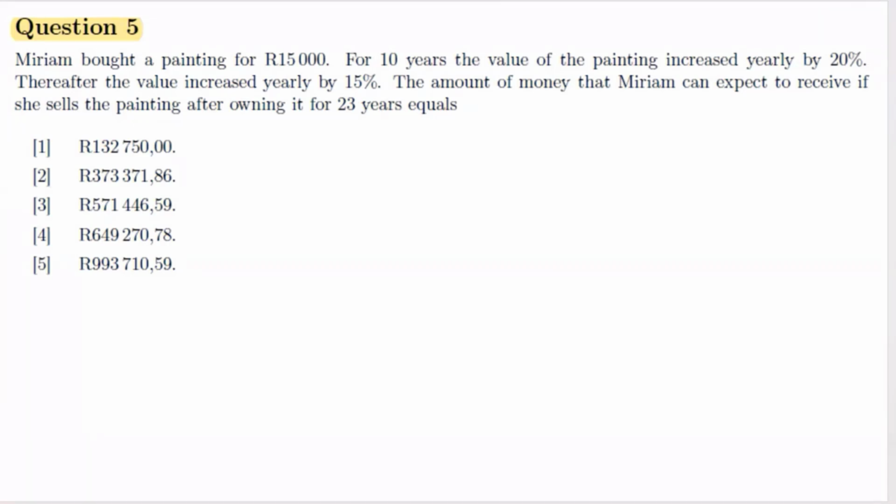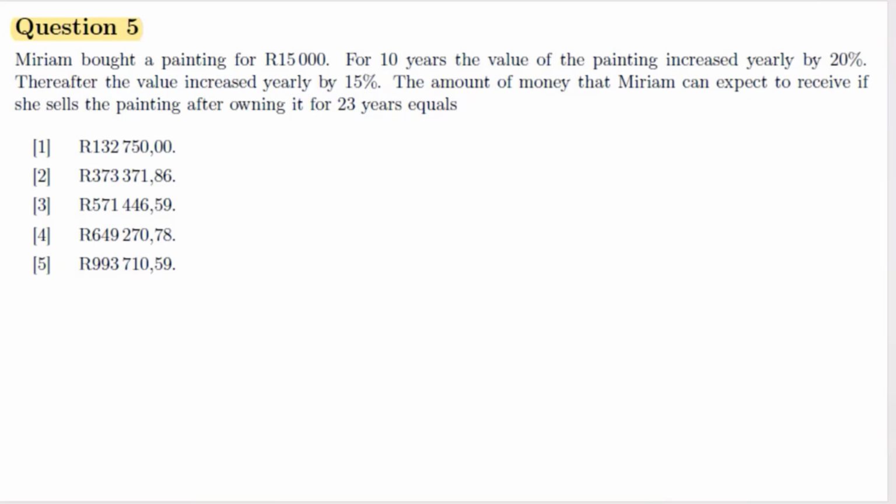Okay, so here you've got Miriam buying a painting for 15,000. She's buying it when? Now. Okay, so for 10 years, the value of the painting increased yearly by 20%. Thereafter, the value increased yearly by 15%. The amount of money that Miriam can expect to receive if she sells the painting after owning it for 23 years equal to. So here we are looking for the accumulated amount, the future value.